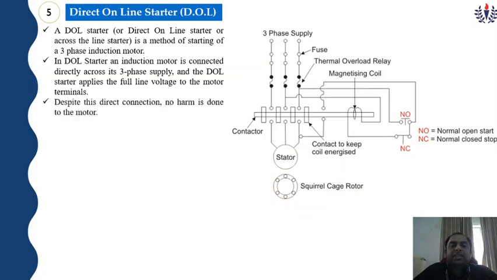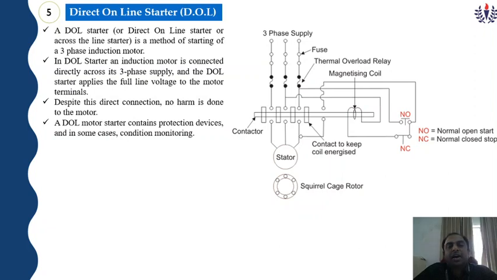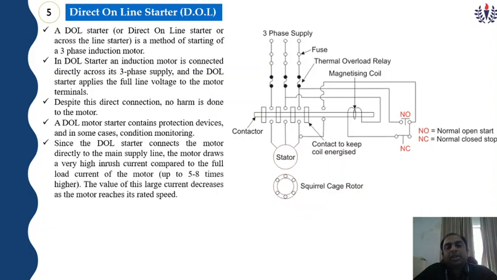Despite the direct connection, no harm is done to the motor, as a DOL motor starter contains protection devices and in some cases condition monitoring. Since the DOL starter connects the motor directly to the main supply line, the motor draws very high inrush current compared to the full load current of the motor, up to 5 to 8 times higher.